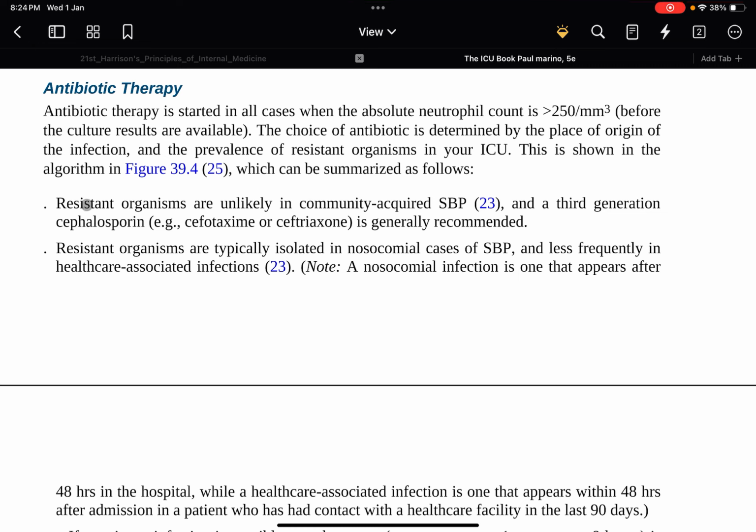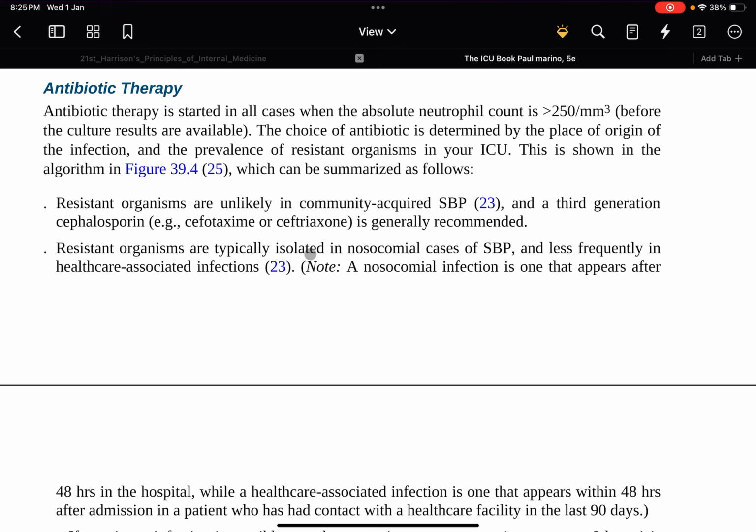Resistant organisms are unlikely in community acquired SBP, and third generation cephalosporins are generally recommended. So, if the SBP is community acquired, we should not think about resistant organisms. Then a third generation cephalosporin like ceftriaxone or cefotaxime is generally recommended.